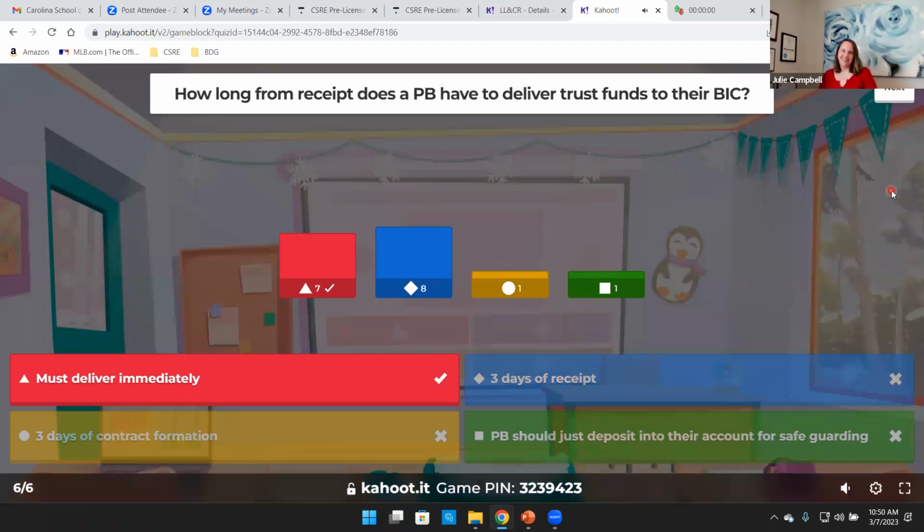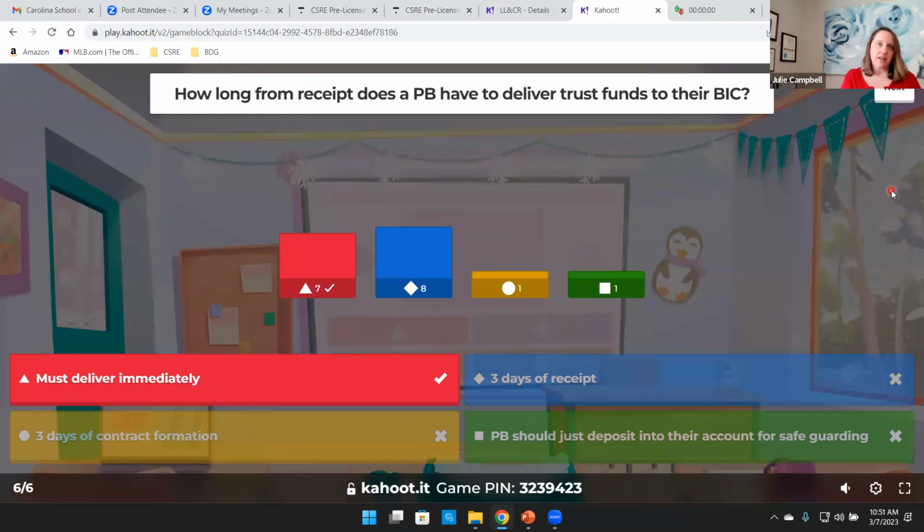Run, don't walk. Provisional brokers cannot walk around with somebody else's money. So if you have trust funds, if you have somebody else's money in your hand, get it to your BIC. The 3 days of receipt and the 3 days of contract formation is how long the escrow agent has to deposit it. So the escrow agent has 3 days to deposit it, either within 3 days of receipt or contract formation.